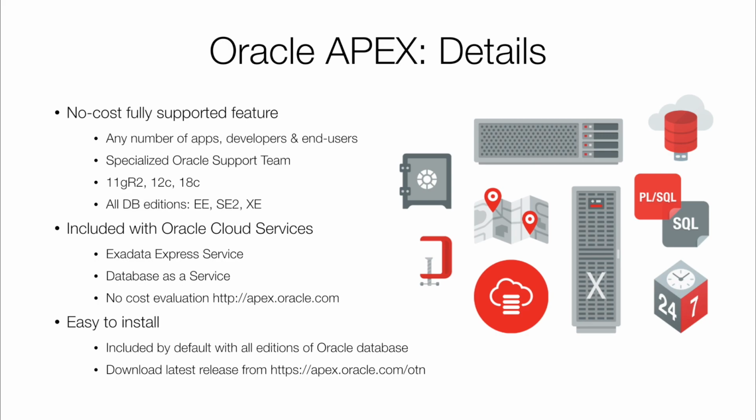So the installation is very straightforward. It's included by default when you download the Oracle database. Most often, when you download the database and install it, you will see that the Apex version is an older one. So it's recommended after database installation to go to apex.oracle.com and download the latest Apex release, which is as of today in May 2019, 19.1.